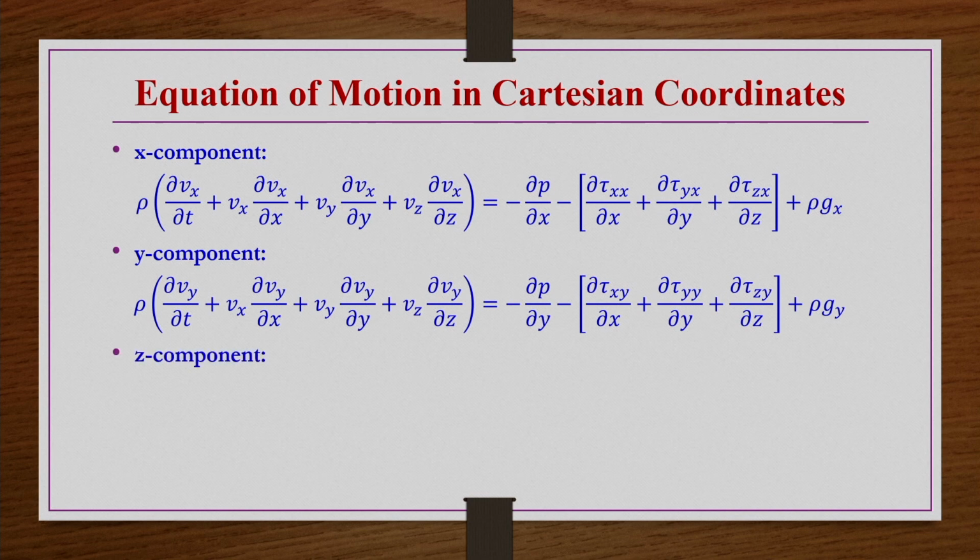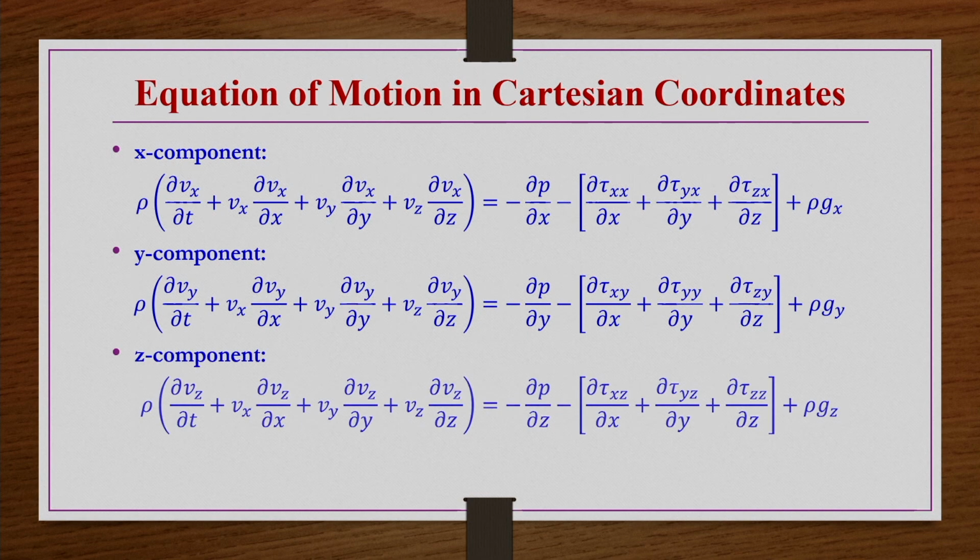And then likewise the z component equation, the z component of the momentum equation: rho dou Vz by dou t plus Vx dou Vz by dou x plus Vy dou Vz by dou y plus Vz dou Vz by dou z is equal to minus dou p by dou z minus of dou by dou x of tau xz plus dou by dou y of tau yz plus dou by dou z of tau zz plus rho gz.